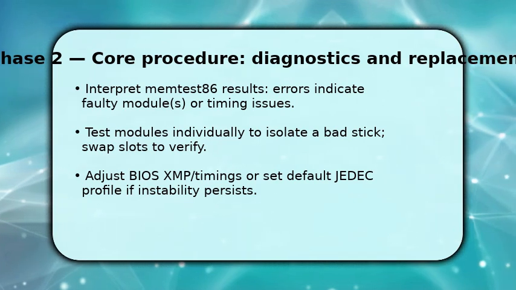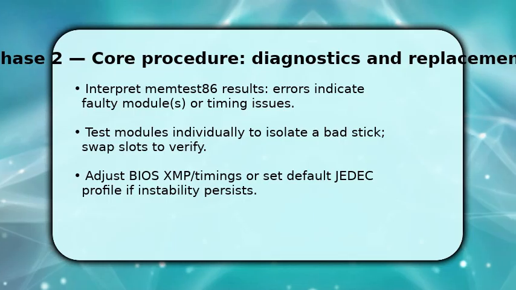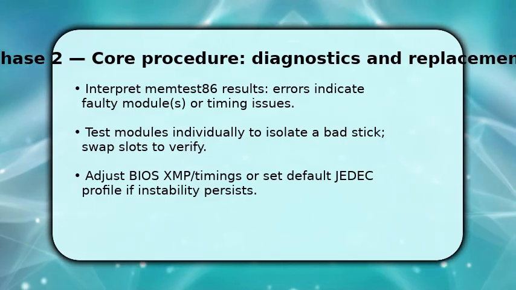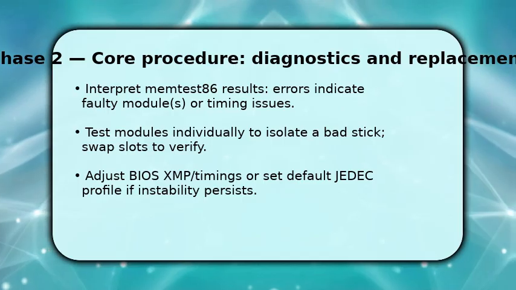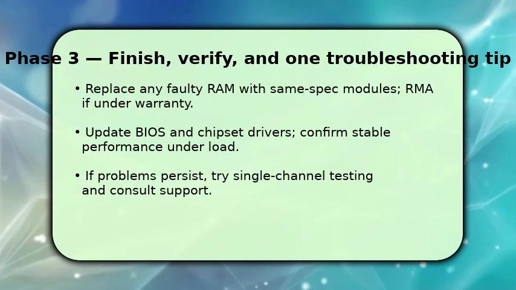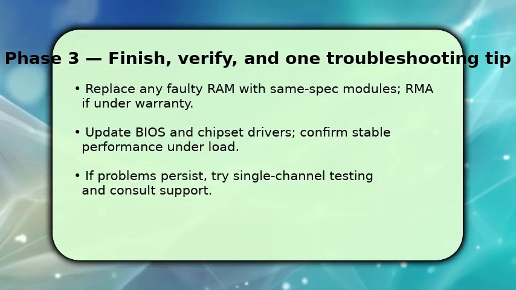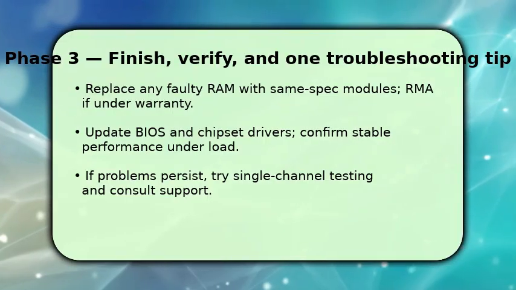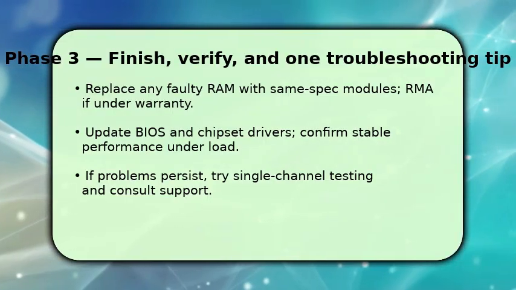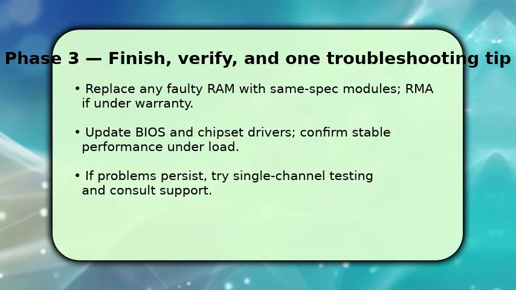Make sure to document original settings so you can revert. These steps explain why errors happen and how to fix timing and placement causes. You finish by replacing or updating what failed. If a module is bad, swap it under warranty for an identical spec part. Mismatched replacements create new issues.